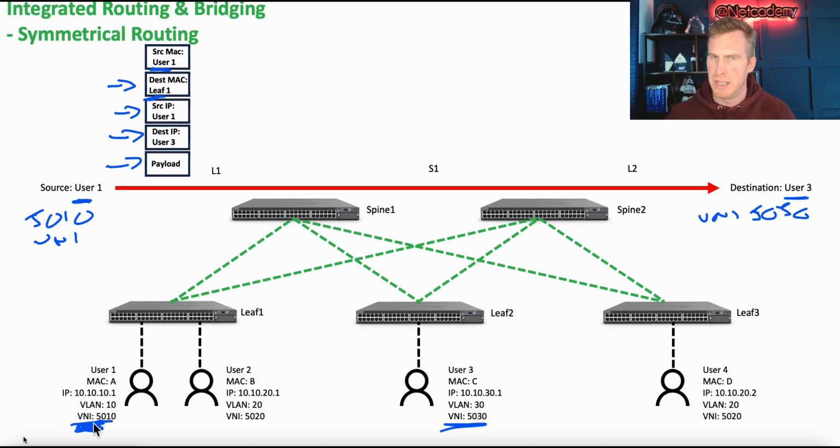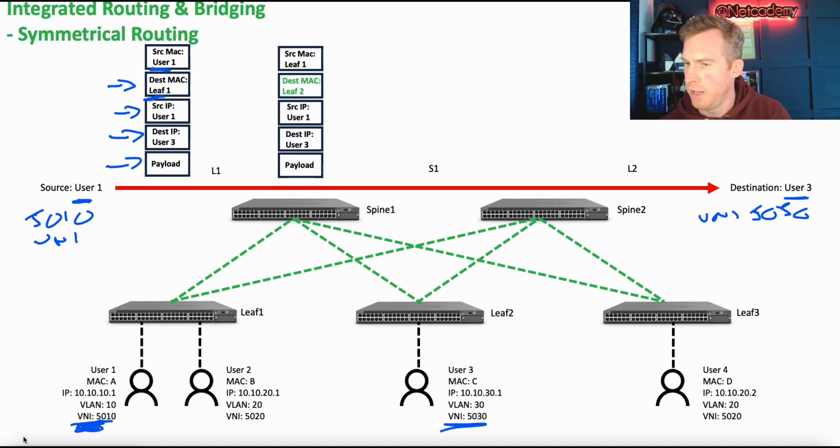What does it look like when we get to leaf 1, i.e. when it's passed up to the IRB interface and we start to see how it's going to route through that transit traffic? And just like in the symmetrical model, we still have the payload. We still have the destination IP address of user 3, and we still have the source IP address in terms of the inner packet, the inner headers of that VXLAN traffic. That's the same. It doesn't change throughout any of these steps, and it's the same in the asymmetrical model.